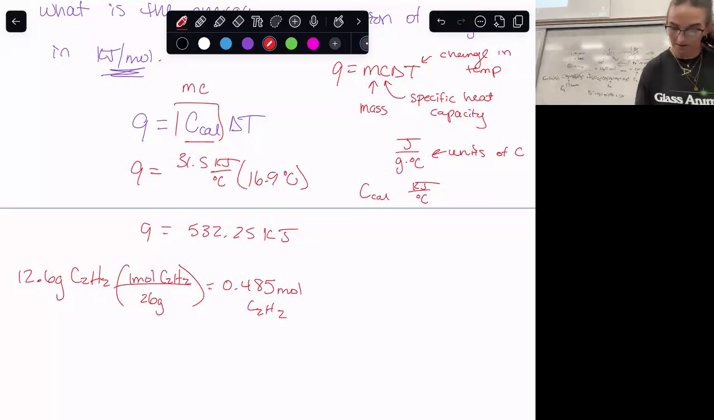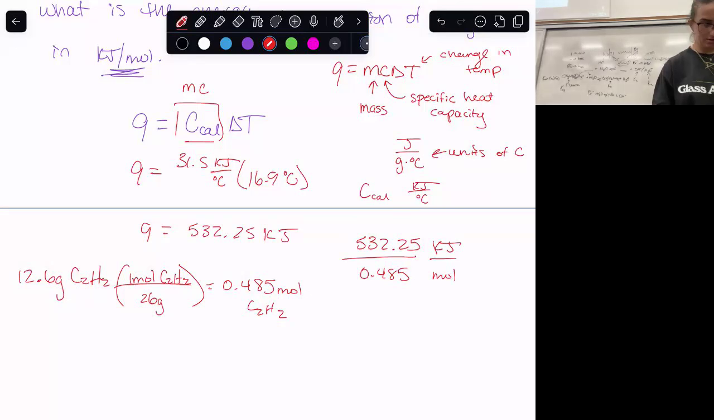So then we can take 532.25 divided by 0.485. This is in kilojoules, this is in mole. And then you're left with 1.10 times 10 to the third kilojoules per mole. That makes sense, right? We get the Q just in kilojoules, but it's asked for it in kilojoules per mole. So we need to use that mass component.